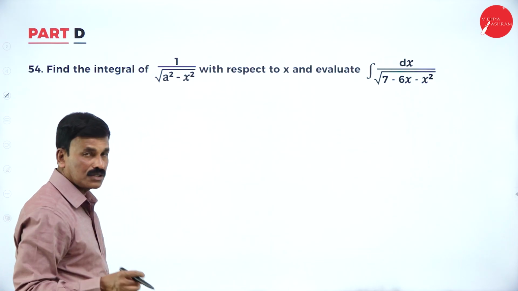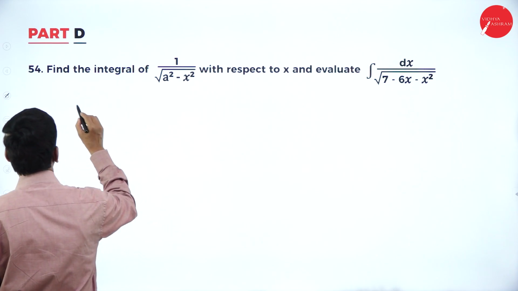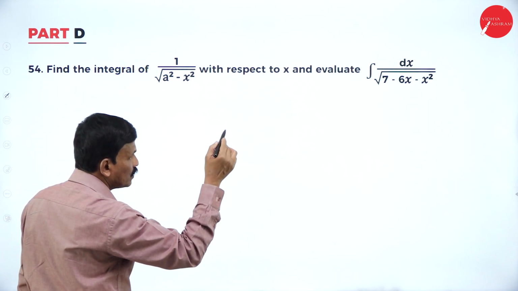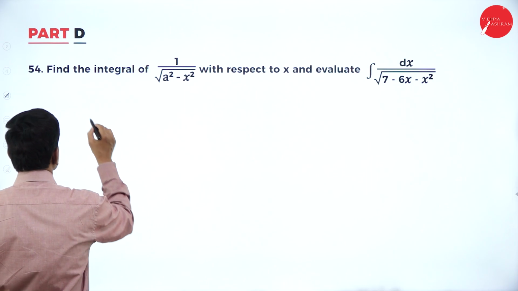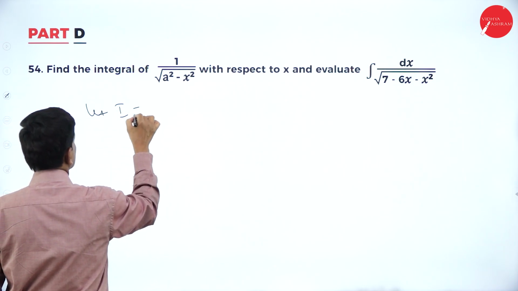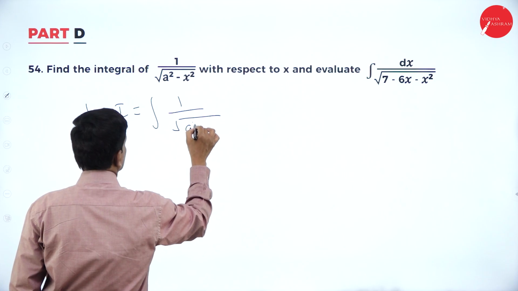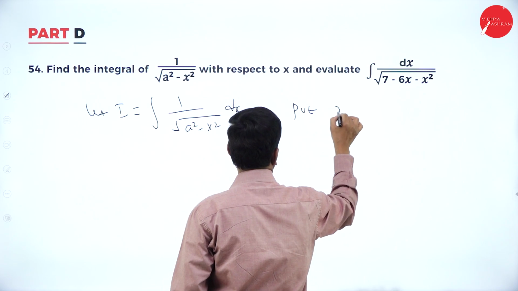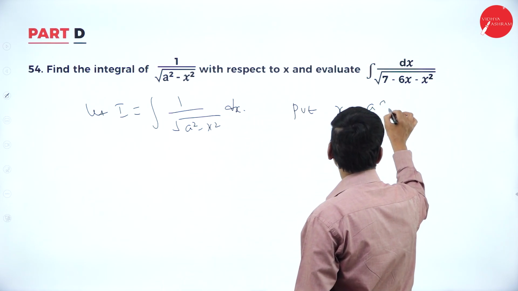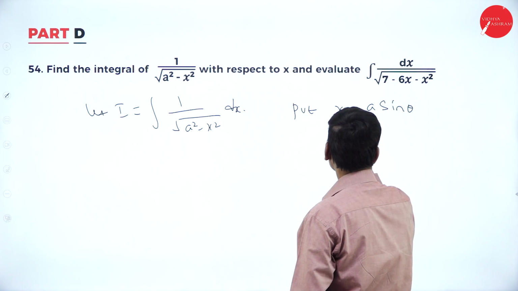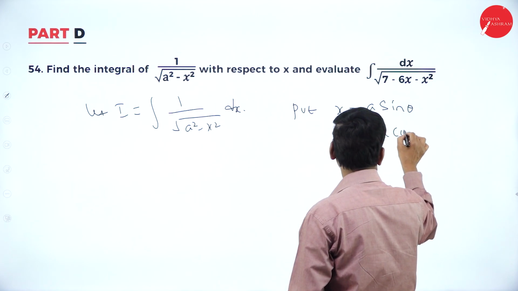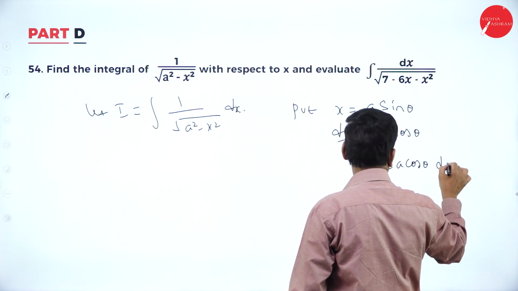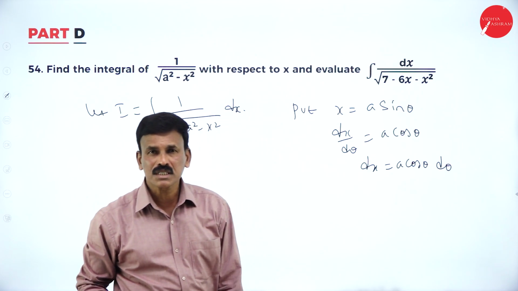Now, integrals. This is a very important problem. From integrals, find the integral of 1 over root of a square minus x square with respect to x, and hence evaluate the integral of 1 over square root of 7 minus 6x minus x square. Let I is equal to the integral of 1 over root of a square minus x square dx. Now, let us take the substitution: put x is equal to a sin theta. So dx by d theta is equal to a into the differentiation of sin theta, which is cos theta. Therefore, you will get dx is equal to a cos theta d theta.